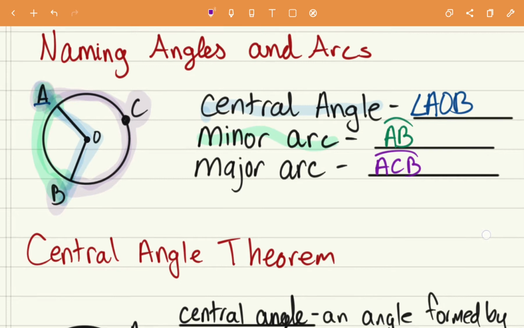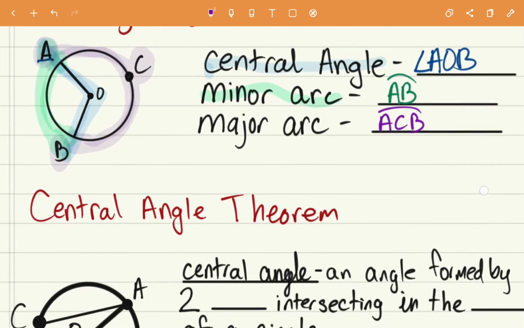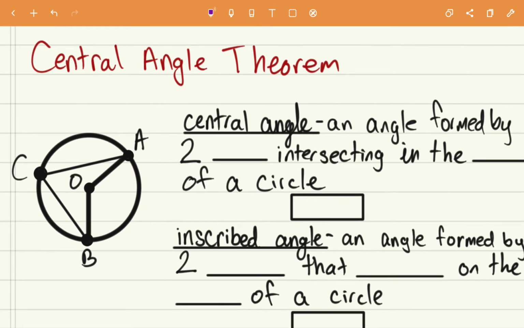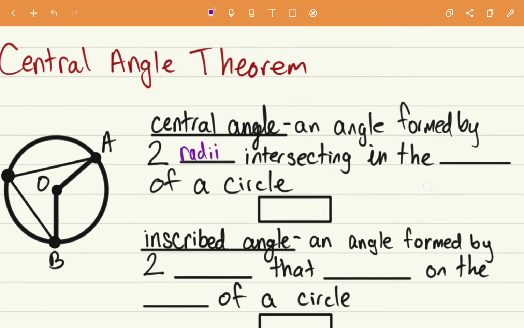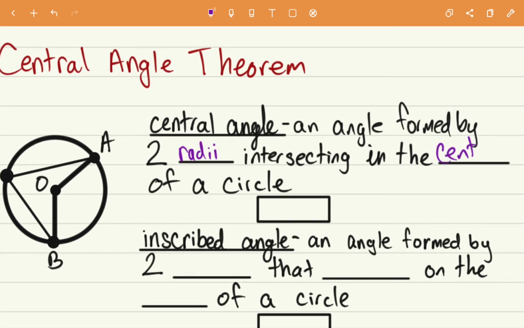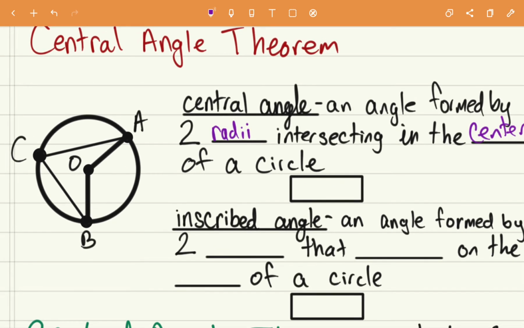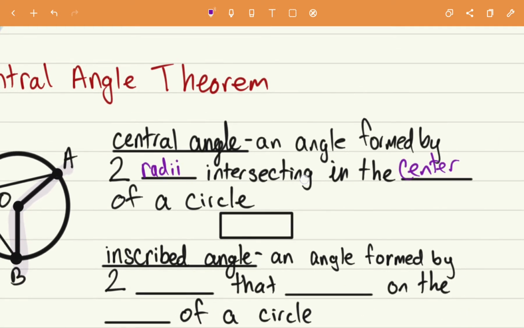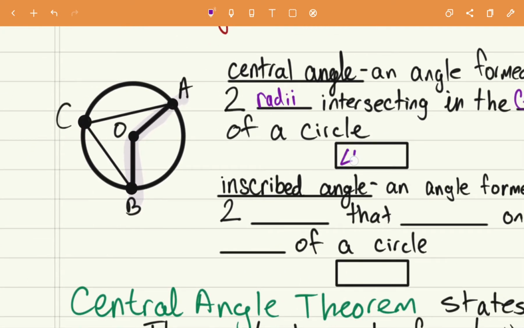Now that we know that, we're going to start looking at the central angle theorem. First, we're going to want to define what a central angle is. A central angle is an angle formed by two radii, which is the plural of radius, intersecting in the center of a circle, hence central angle. So that's going to be this angle right here. And we will name that angle AOB.